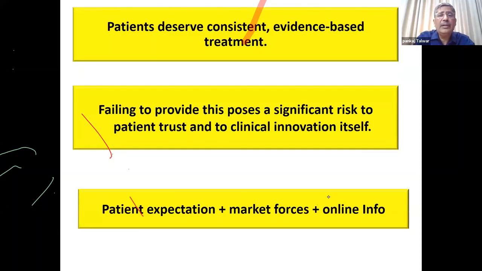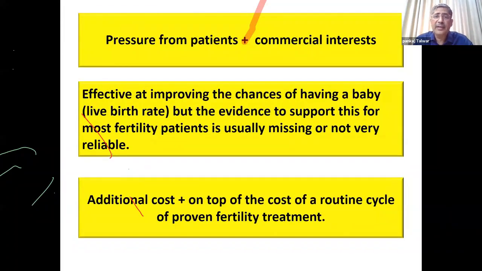Patients deserve consistent evidence-based treatment. In case we don't do it, we will lose patients' trust, and this is not right. Patient expectations, market forces, and online information should not make us move towards these drugs at the drop of a hat. Pressure from patients and commercial interests, we should draw a balance and do what is right for the patient and not get carried away by what patients want.